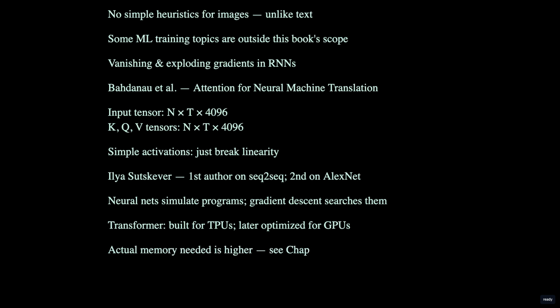The memory figures we've mentioned are optimistic. In practice, you need more memory because of optimizer states, activations, and runtime overhead. Chapter 7 walks through how to compute a model's total memory usage step by step.